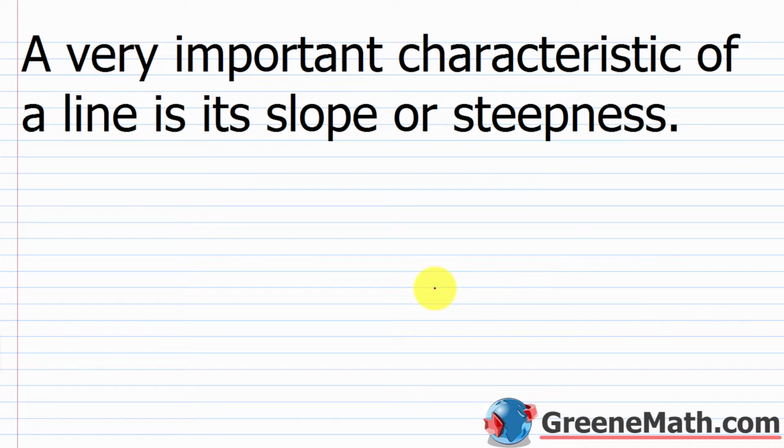A very important characteristic of a line is its slope. Let me highlight that word for you. It's slope or steepness. You might not have run across this yet in your math class, but you've seen it in your everyday life. You can think about being on the interstate and seeing a 10% downgrade sign. What does that mean? It means for every 10 miles you travel, the road has dropped by a mile. That's what a 10% downgrade means.